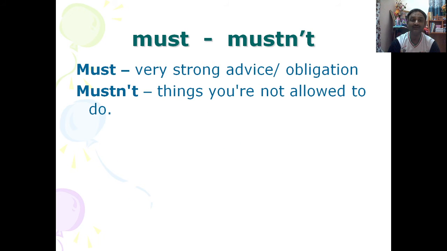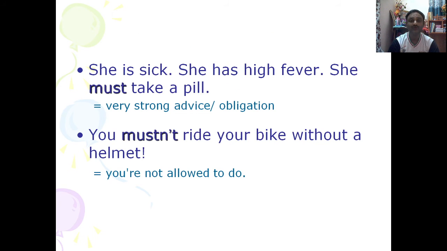Next modal will be must or must not. So parallelly we can use it. Must is very strong advice or obligation, and must not conveys things you are not allowed to do. So examples will be: she is sick, she has a high fever, she must take a pill. Very strong advice, obligation. You must not ride your bike without a helmet. You are not allowed to do that. So it's a prohibition. You have to wear a helmet while riding a bike.